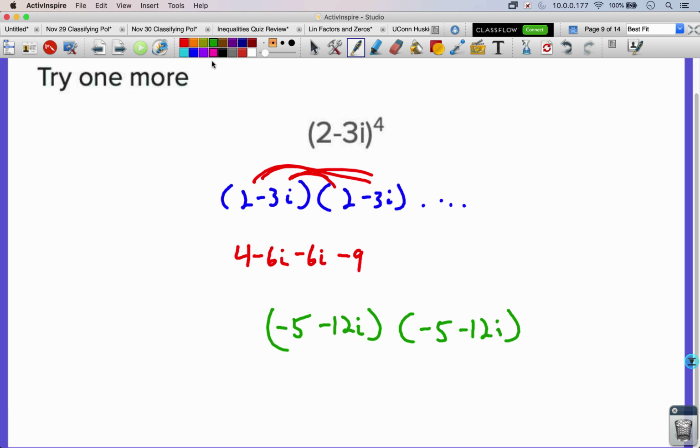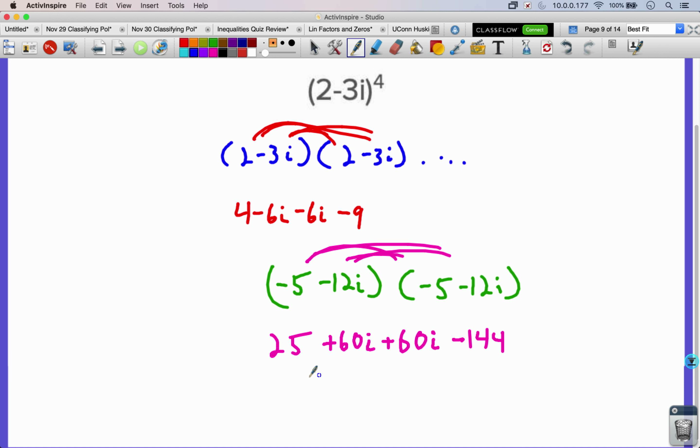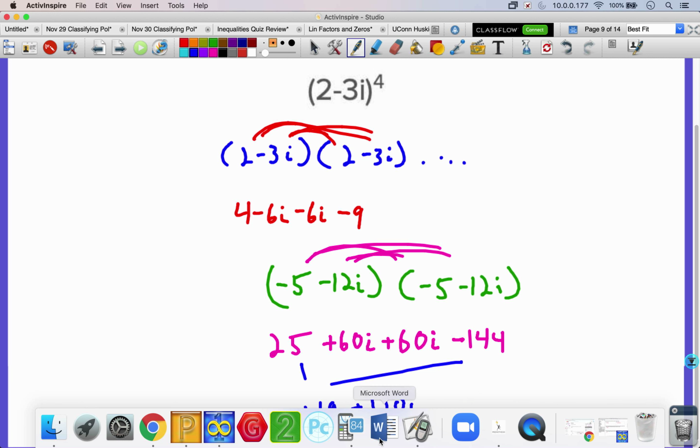Let's FOIL these out. First, outside, inside, last. 25 plus 60i plus 60i. Negative 12 times negative 12 is a 144, but then the i squared makes it a minus 144. And we combine these up. 25 minus 144 is negative 119 plus 120i. Should we see if that's what we get in the calculator?